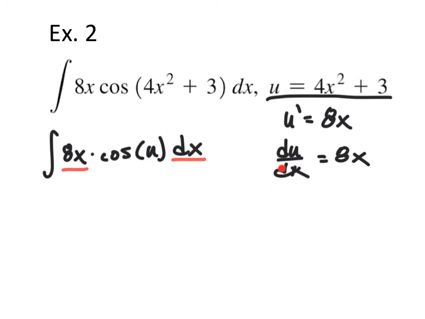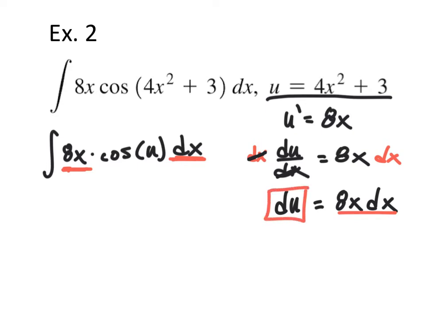If I move my dx to the other side, out of my denominator, you can essentially think of it as multiplying by dx, but we'll cross that bridge when we get there. That goes away. So we are left with du is equal to 8x dx. So what I can do is substitute 8x dx with what it is equal to, which is du. As a result, we get the integral of cosine of u du.